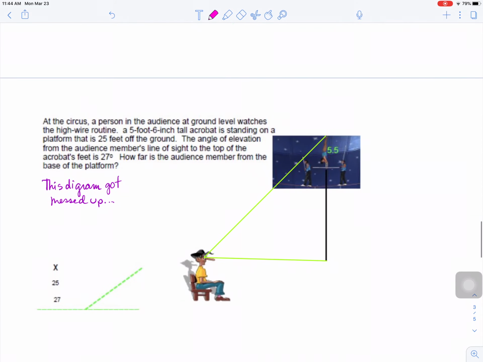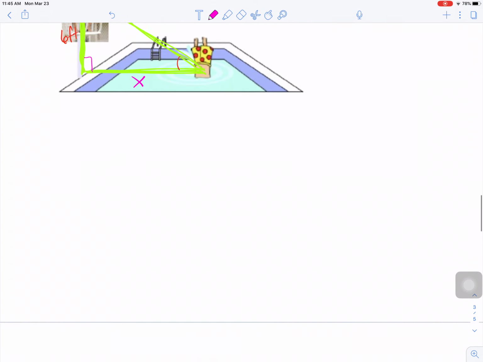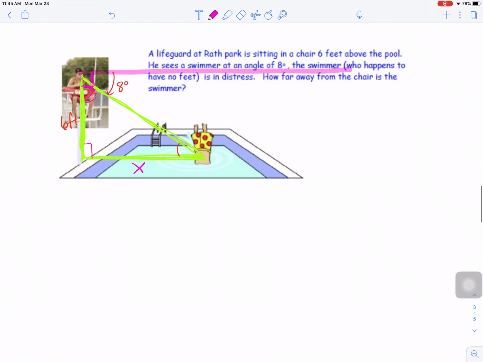You know what? This diagram got messed up. We're not gonna worry. Oh, no, I tried to fix it. Okay. At the circus, a person in the audience at ground level watches a high wire routine. You know what? I'm going to end the video here. Forget this problem because it has a couple of inconsistencies in it.